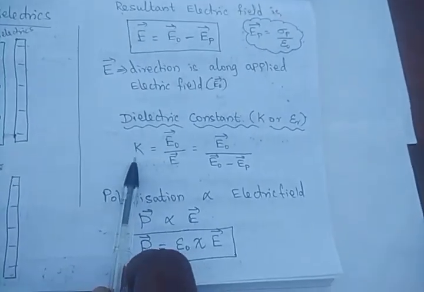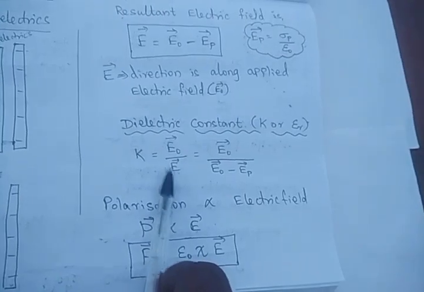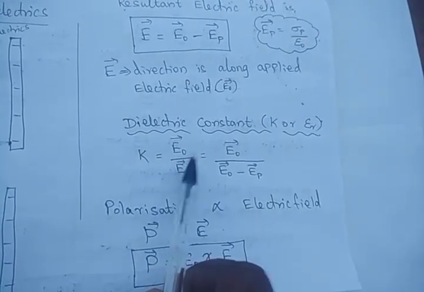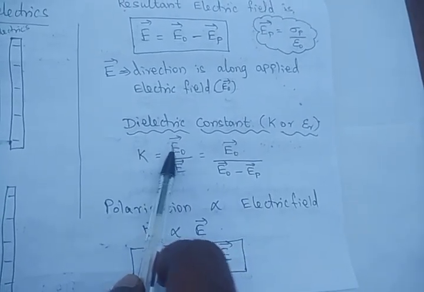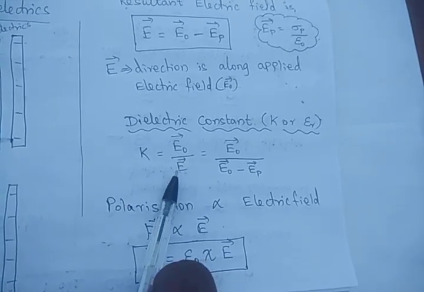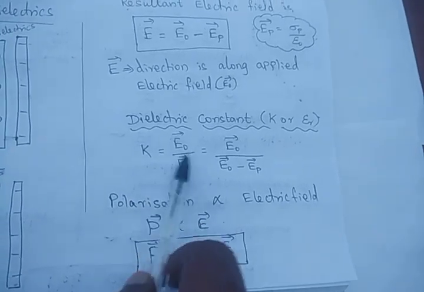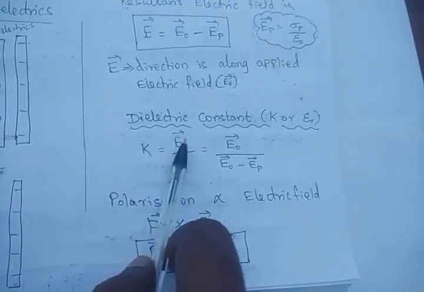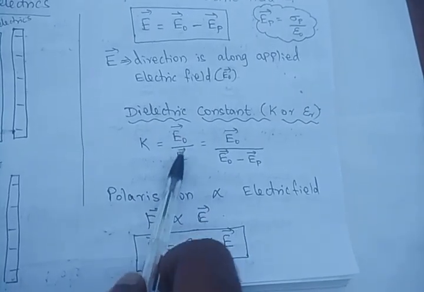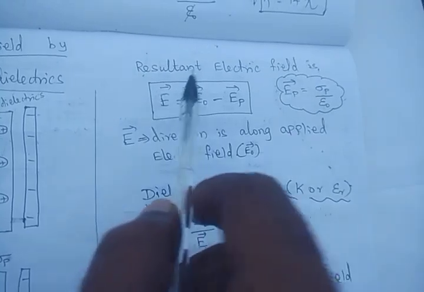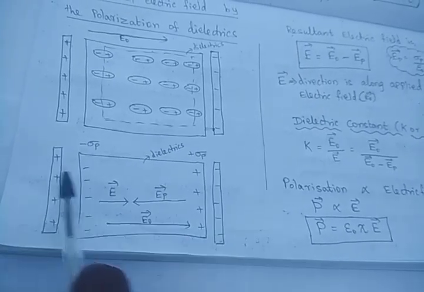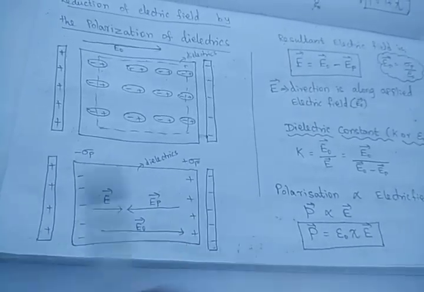So k is equal to E naught by E. You may ask the question, how is it the external applied electric field by the resultant electric field? This is the vacuum, the electric field due to free space, and this is the electric field due to the material, because this resultant electric field represents the electric field of the dielectric material after the insertion of the dielectric material in the external electric field.